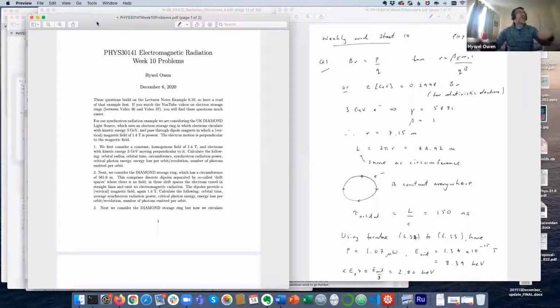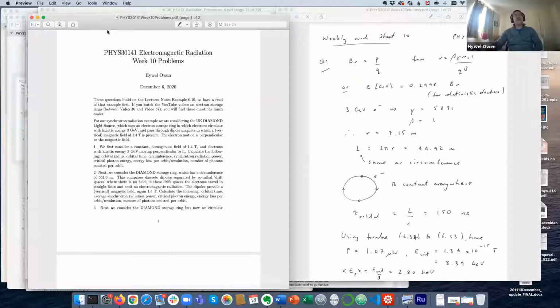Synchrotron radiation is one of the most important areas of electromagnetic radiation, and these questions are designed to illustrate some of the facts that you need to be aware of when doing calculations of synchrotron radiation emission.